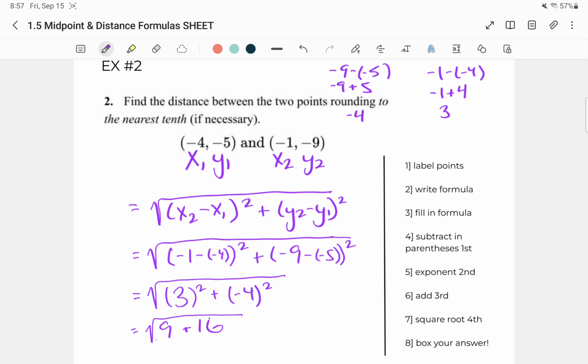Now, I'm going to add 9 plus 16. That gives me 25. And now I might need a calculator in the future, but for this example, the square root of 25 is just 5. If it's another number, like let's say it's 40, right? I'm going to use the calculator, plug in square root 40, and hit enter, and then I'm going to get a long decimal, and that's why I need to round it to the nearest tenth.